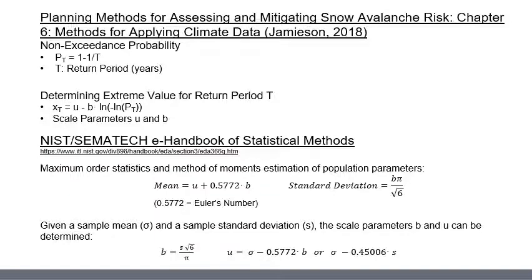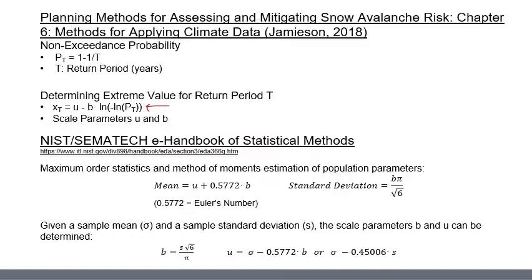The main statistical methods used for this analysis are taken from Dr. Bruce Jamieson's book, Planning Methods for Assessing and Mitigating Snow Avalanche Risk, Chapter 6, Methods for Applying Snow Climate Data. We're using a non-exceedance probability, which is equal to 1 minus 1 over T, where T is the return period in years. To determine the extreme value for any given return period T, we use this formula here, where x_T is the event, and u and b are scale parameters.